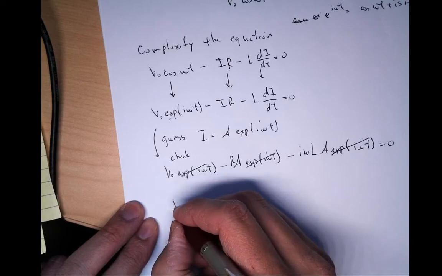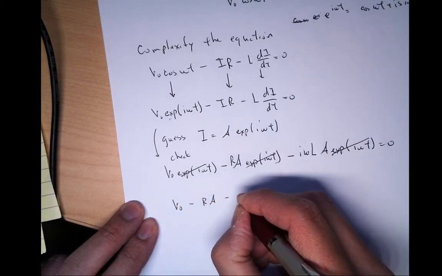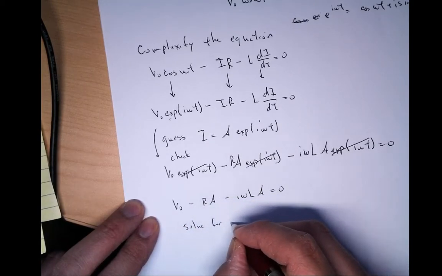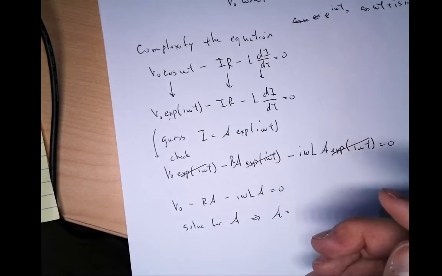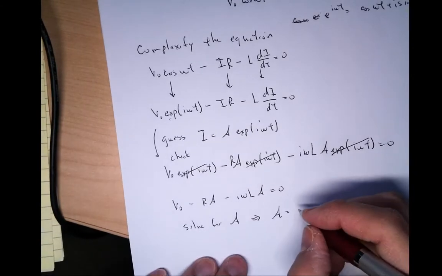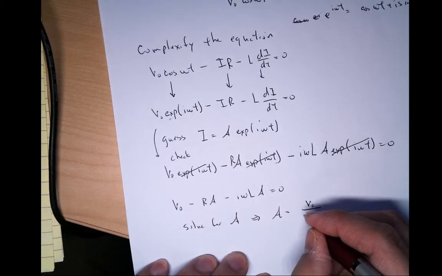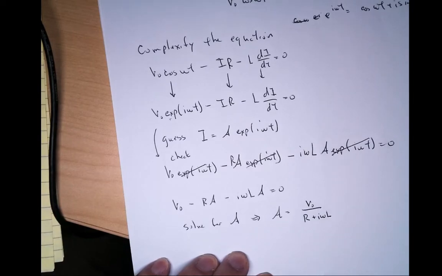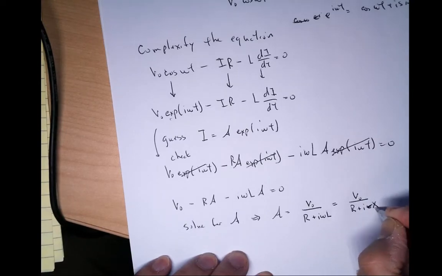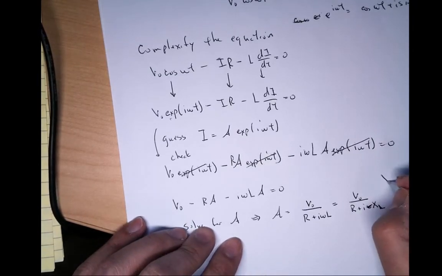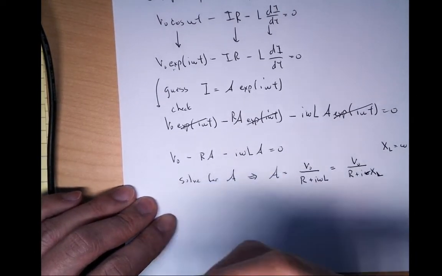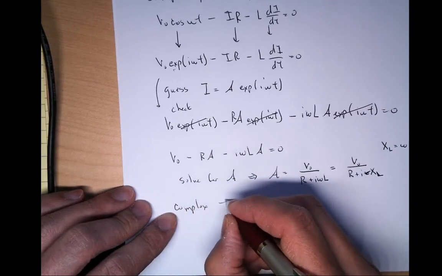So now this becomes V0 minus RA minus I omega L times A equals 0. So you solve for A, and that gives me A is equal to V0 over R plus I omega L. I can make this a little simpler: V0 over R plus I times X of L, recall X of L is equal to omega L. Now, complex things in the denominator, bad idea. So we want to get the complex things out of the denominator.